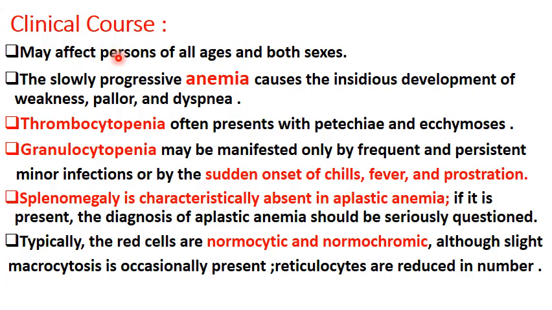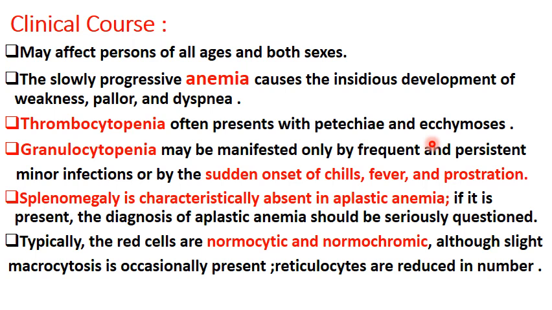Clinical course. It may affect persons of all ages and both male and female. Slowly progressive anemia. So it is the insidious development of weakness, pallor and dyspnea. Of course, these are the clinical symptoms that accompany anemia. The onset of anemia in this patient is insidious. Thrombocytopenia: the patient presents with petechiae and ecchymosis, which are blue bruises in the skin, that appear easily, even without any trauma, at sites not exposed to trauma.